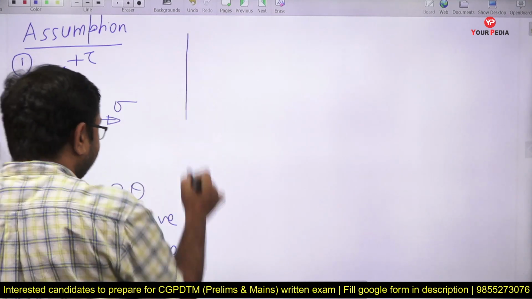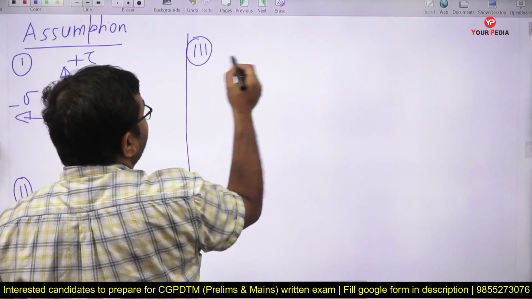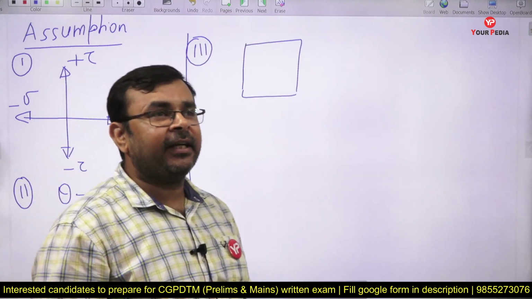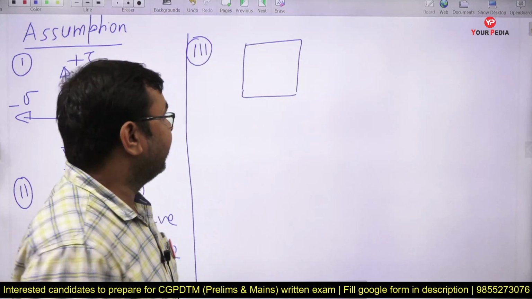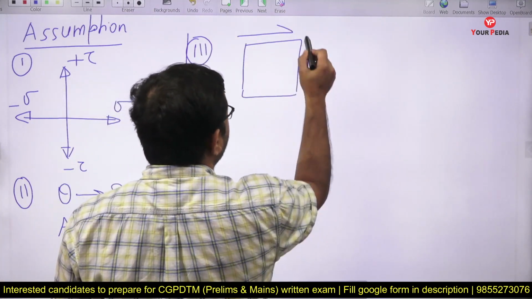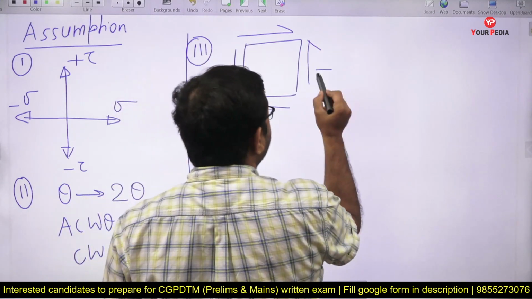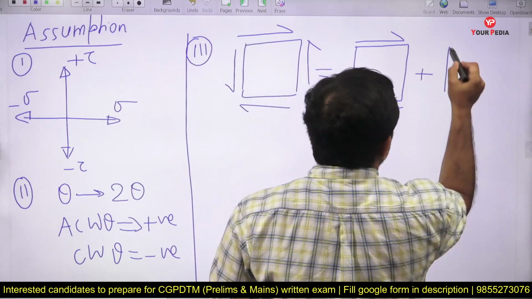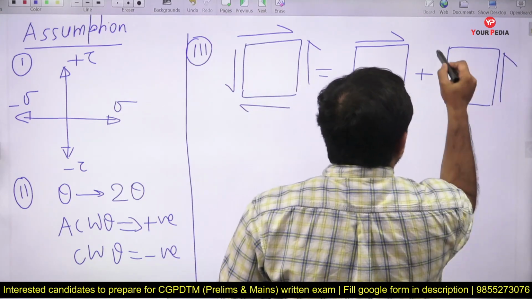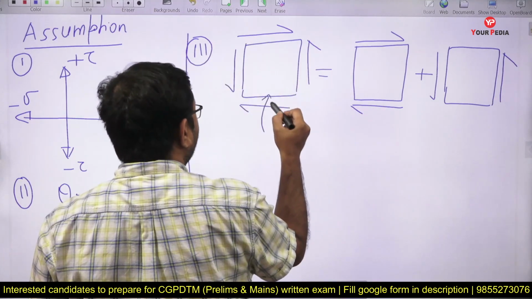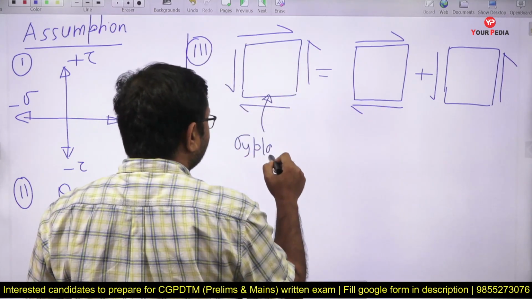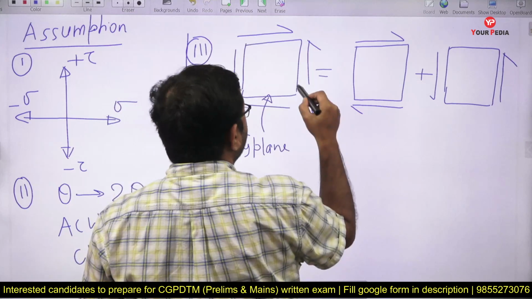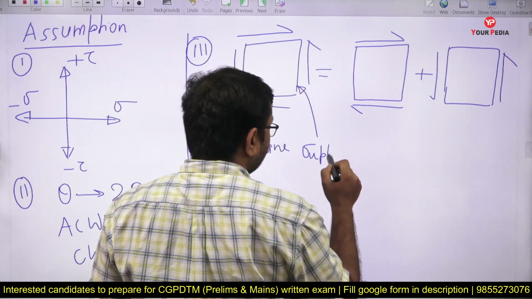Is it clear? And the next one, the third assumption, is very important, and most of the students are confused about how to represent shear stresses, which shear stress will be taken as positive and which as negative. So suppose you have this state of stress condition, can I represent this state of stress like this, yes or no? Obviously this one is the sigma y plane, and similarly this is the sigma x plane, yes or no.